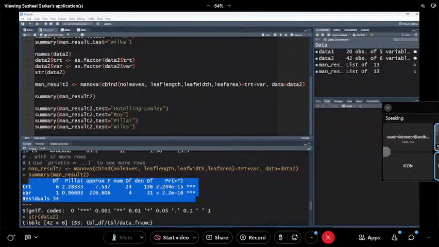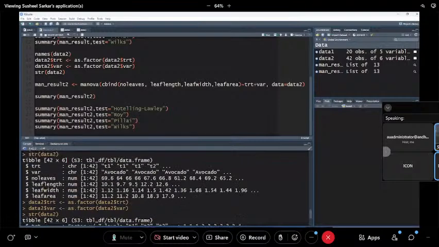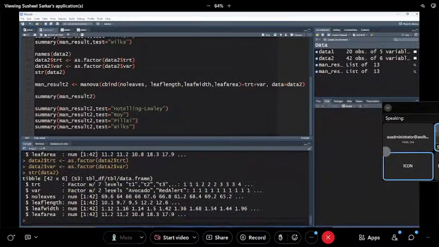See, 2.2 and then this is minus 15. Exactly, sir. So both the factors are significant. Independent means significant. How many varieties have been there? There have been two, avocado and red alert. Okay. And there were 7 treatments, T1, T2, T3, T4, T5, T6, T7.